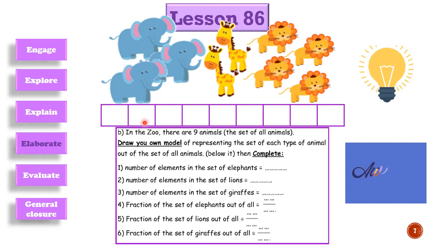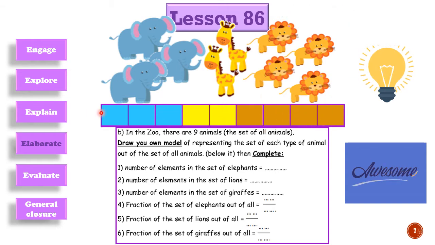Now we will shade each part separately. Here we have how many elephants? 3. Then we color 3 parts like this in blue. And how many giraffes here? It will be 2. We will color on the same strip 2 parts like this. And how many lions here? On the same fraction strip, it will be 4 lions, and we will color them brown. Okay, then we have 3 elephants, 2 giraffes, and 4 lions on the same fraction strip. Now let's go to complete these exercises. Number 1, number of elements in the set of elephants.